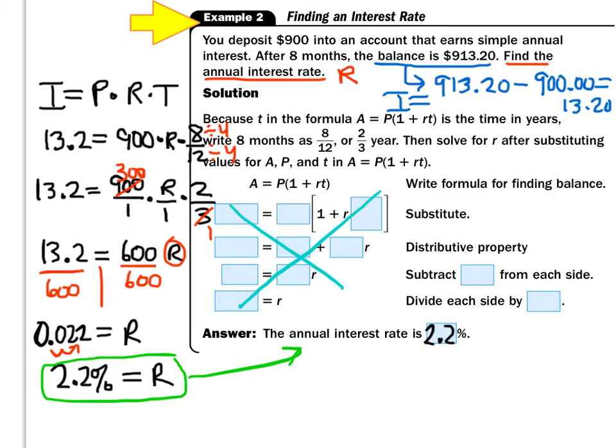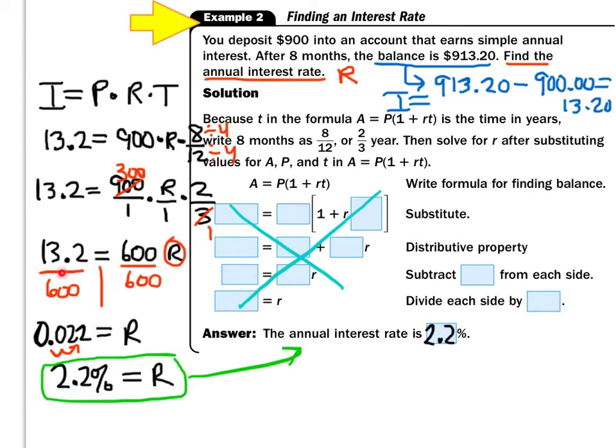Keep everything simple. So I have 13.2 equals 900 over 1 times r over 1 times 2 over 3. And again, the reason I'm doing that, look, the 3 will go into 900 300 times. So I have 300, and the 3 crosses out to be a 1. So now I just have 13.2 equals, and then the 300 times 2 gave me 600r. I bring down the r. So now I just circle the r, bring down the wall.